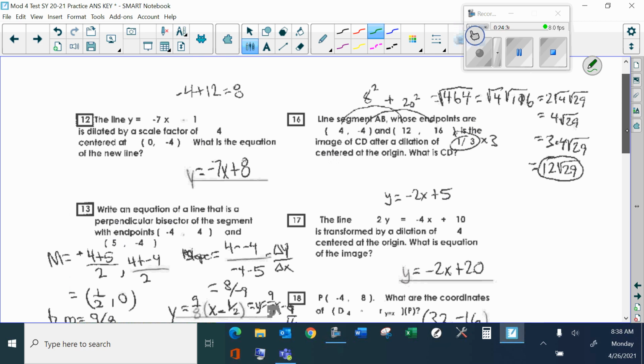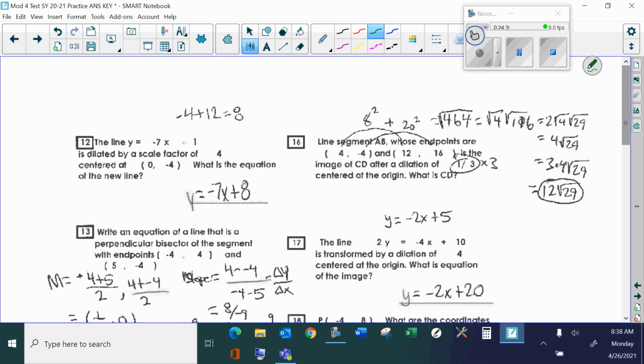Okay, backside. The line y equals -7x minus 1 is dilated by a scale factor of 4 centered at (0, -4). What is the equation of the new line? Well, remember with dilations, the slope does not change, so we can write y equals -7x right away again. The only thing that changes is the y-intercept. Now the difference here is it's not at the origin, so I can't just multiply 4 times -1 and get -4. That would be if it was at the origin. This is centered at (0, -4).